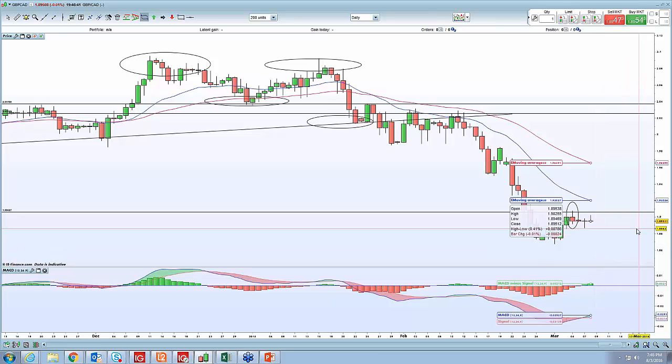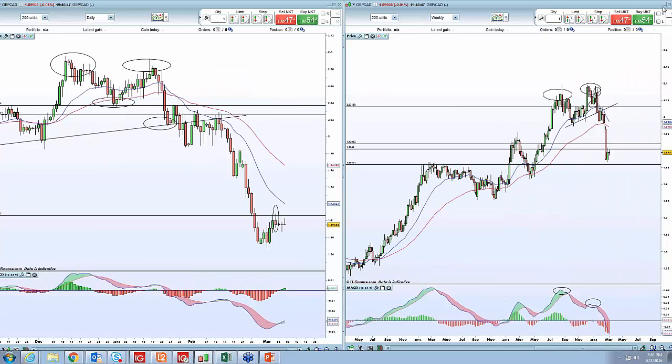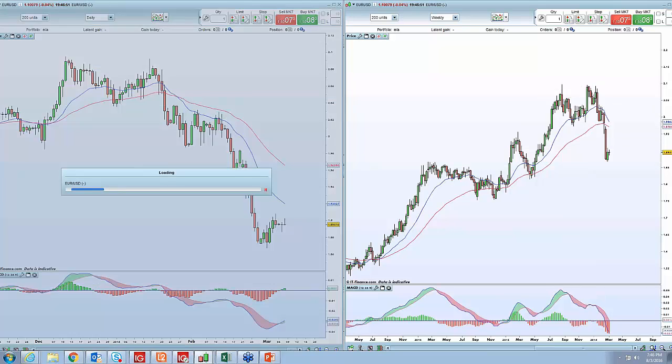So that's the trade plan for pound CAD. The momentum is still to the downside, so that's why I'm planning bearish trades. All right, now let's go to the majors. Somebody just trade the majors. Let's go to the majors.